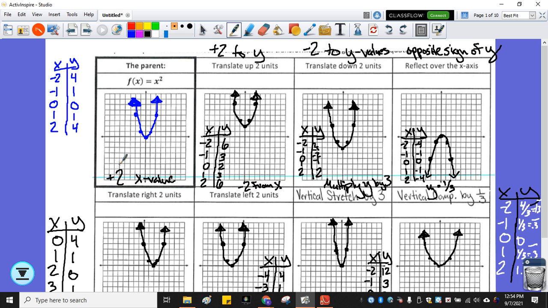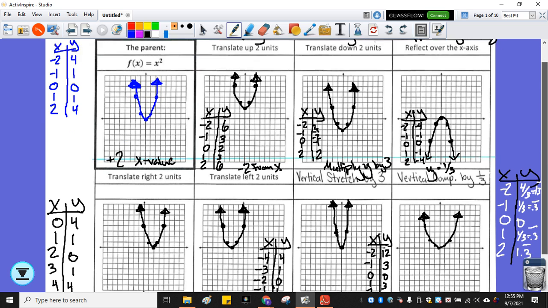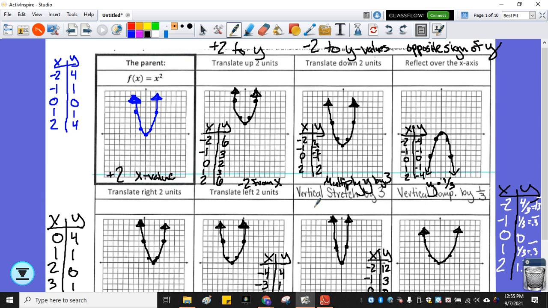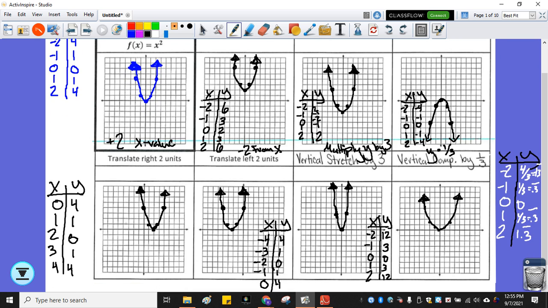Add 2 to y. So I got 6. So I multiplied by 3 to my y. I did 4 times 3 to get me 12. 1 times 3 to get me this 3. 0 times 3 to 0. 1 times 3. That's how you do vertical stretch and vertical compression.